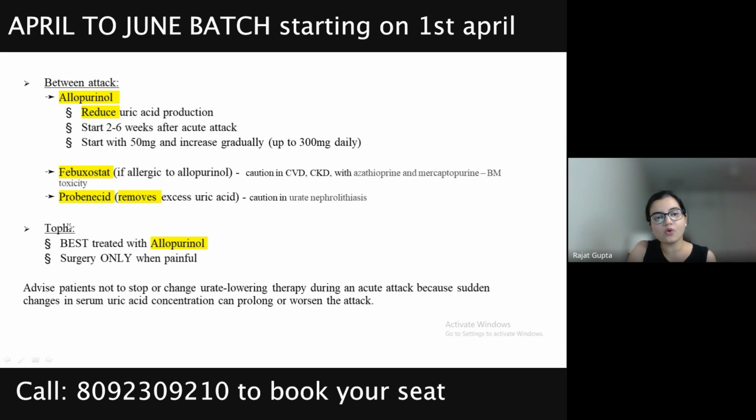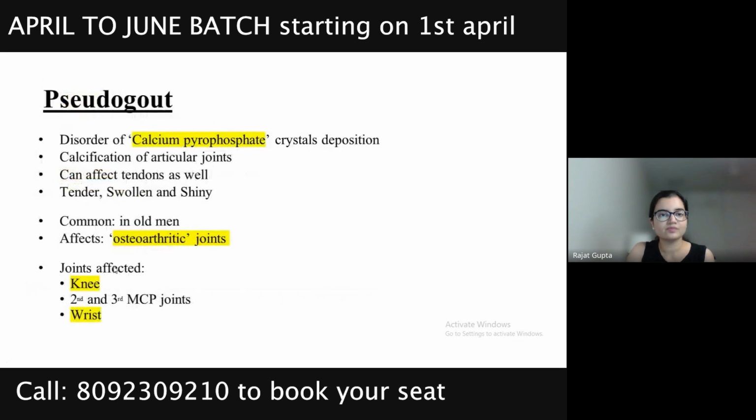Now, for someone who already has chronic gout, already has tophi, the best treatment is allopurinol. And surgery can be one option if the joint is extremely painful and pharmacological measures aren't working. Okay, so that was about treatment of gout. We discussed acute, in between attacks, as well as chronic.